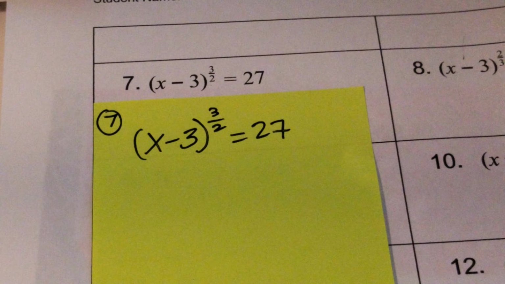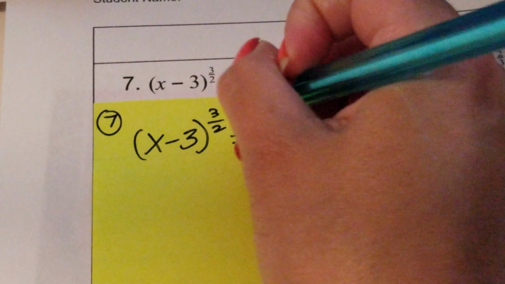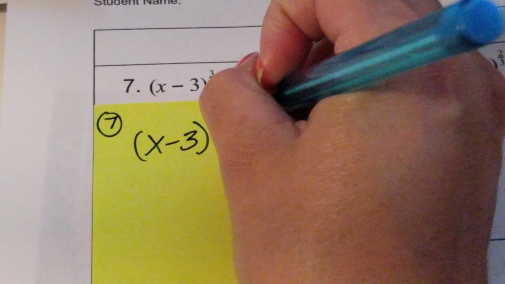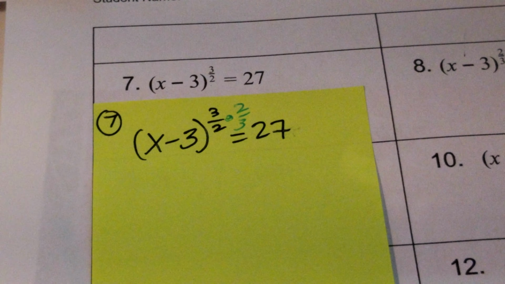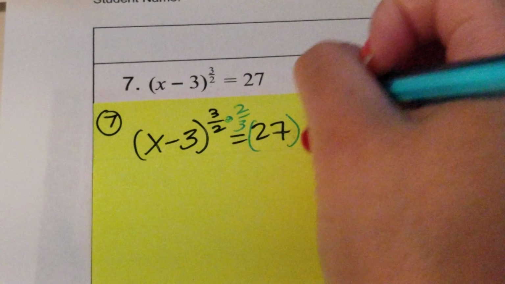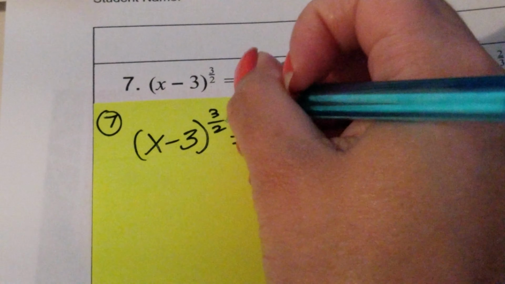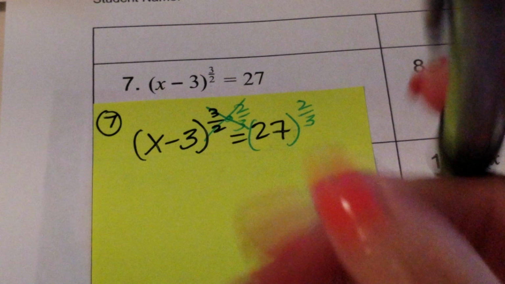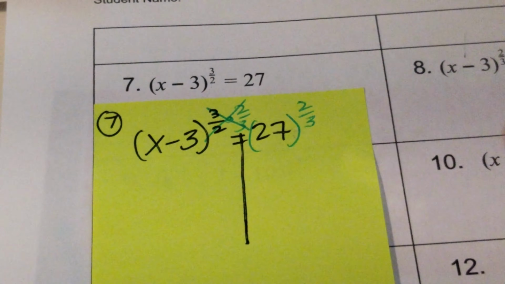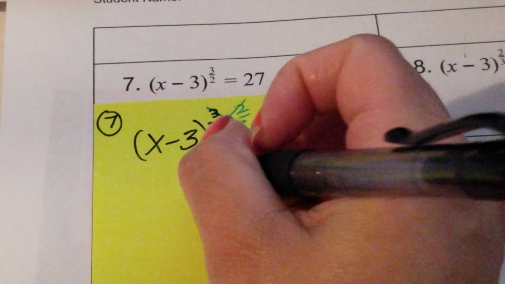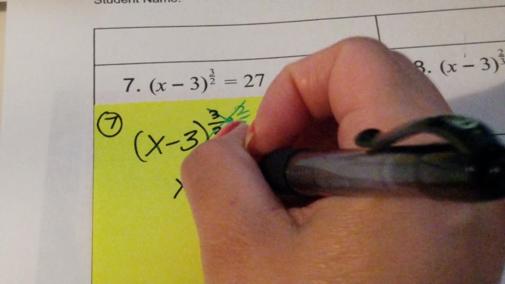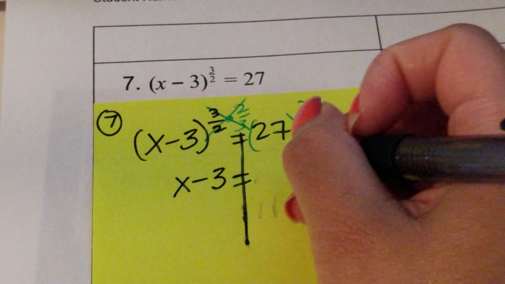So let's take the reciprocal of that. I'm going to multiply by 2 over 3 over here, and then don't forget to do it over here, 2 over 3. This will cancel out. So now we don't have the exponent. We can write this side like this, equals.